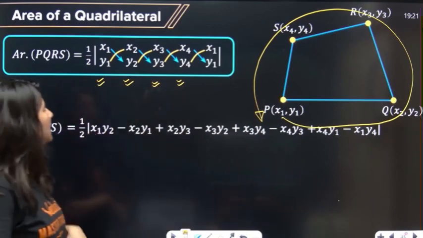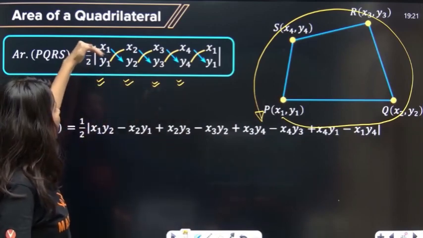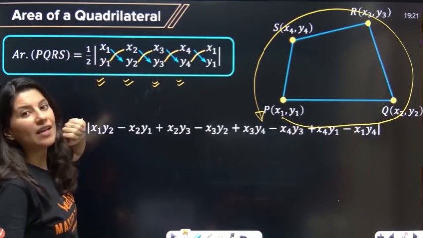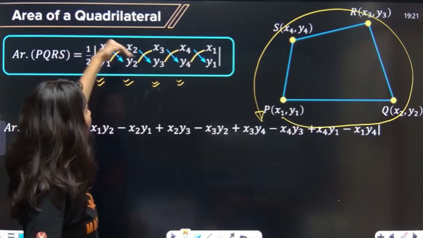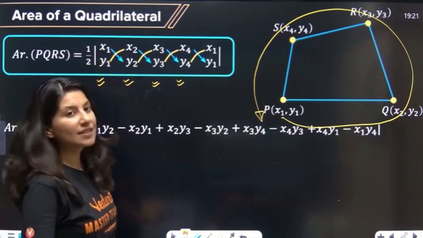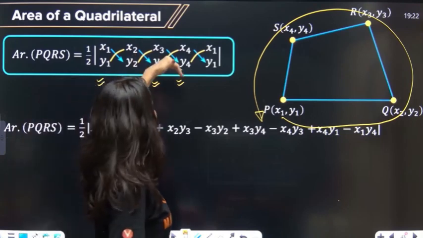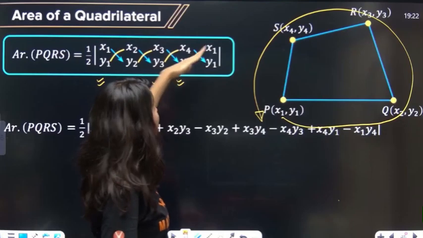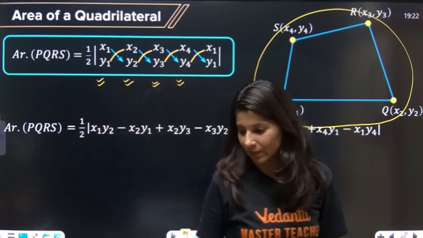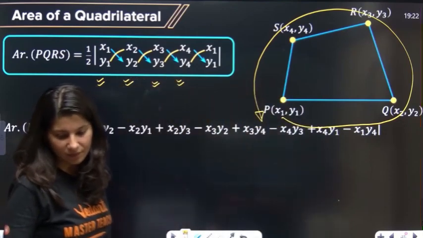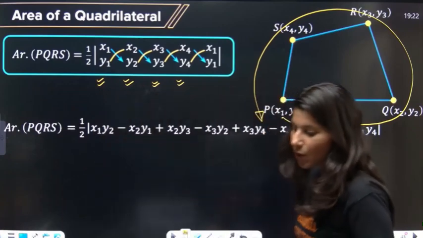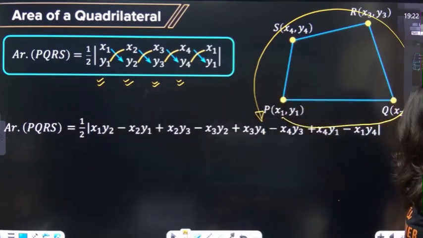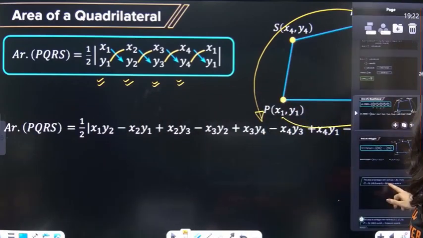And you know how to expand this. So half will be there: x1 y2 minus x2 y1, plus x2 y3 minus x3 y2, plus x3 y4 minus y3 x4, plus x4 y1 minus y4 x1. Okay. All right. This is the formula, king of kings. Why do I write 1, 1, 1? Because it's a formula.